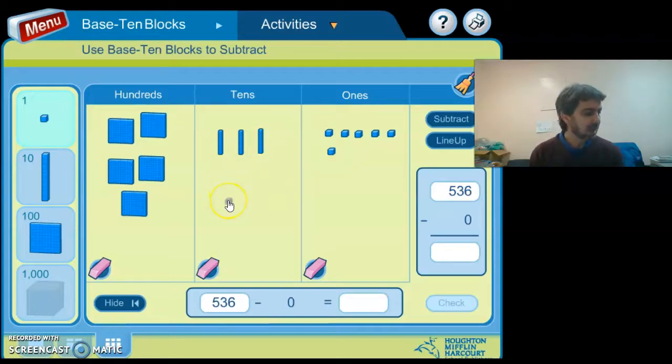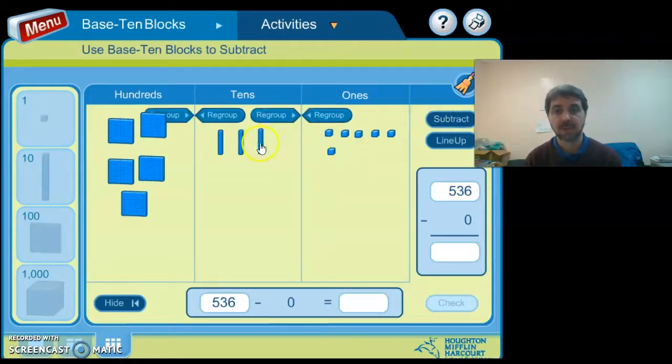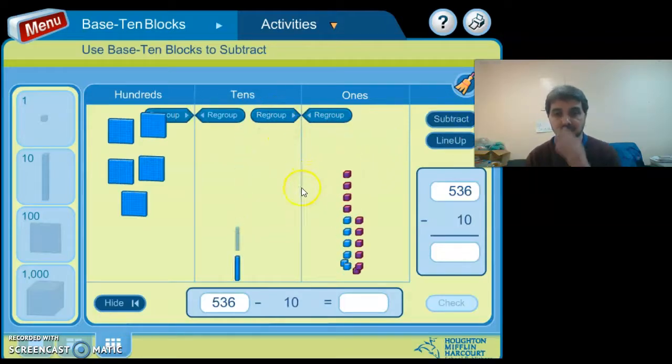Okay, so what if we were subtracting 289? So again, we're trying to take 9 ones away from the ones place, but we don't have 9 ones. So what are we going to do? We're going to go to the tens place, right? And we're going to take it and regroup it into 10 ones.